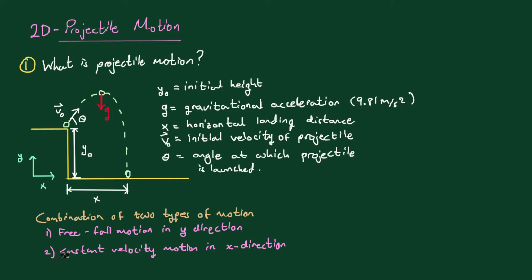The second type of motion is constant velocity motion, and it experiences this type of motion in the x direction. The reason is that the particle doesn't experience any acceleration in the horizontal direction. So whatever initial horizontal velocity it was given in the x direction remains constant and doesn't change.